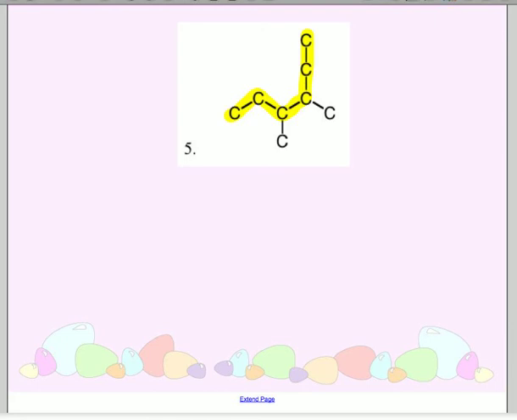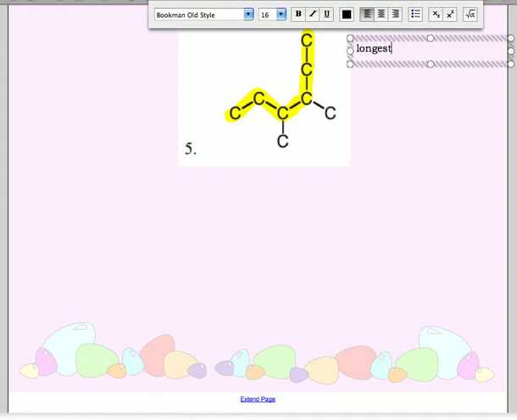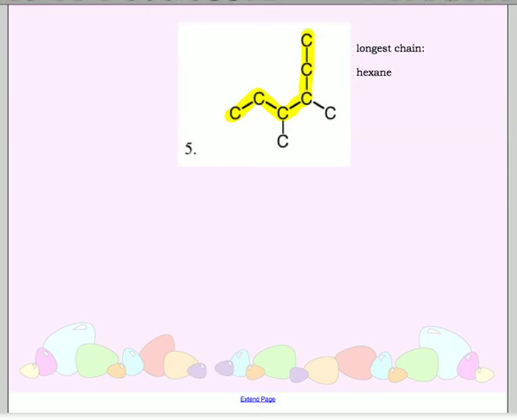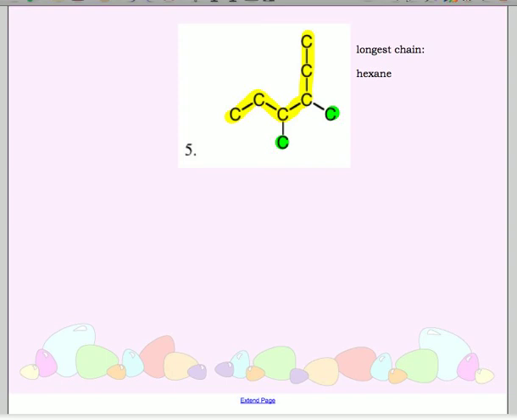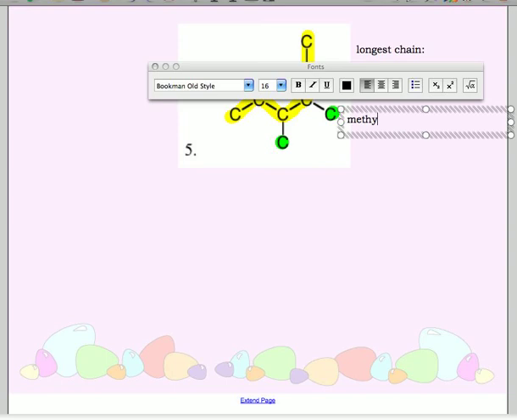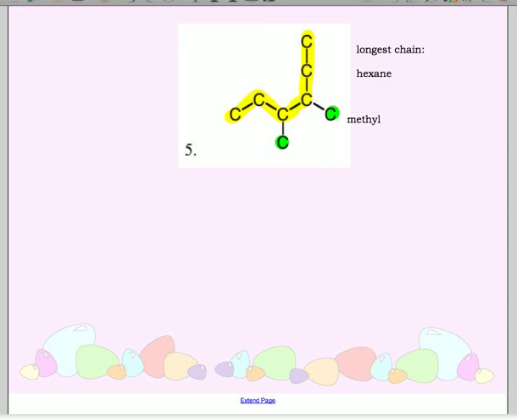So that means our longest chain, if we look up 6, is hexane. We do have 2 little things hanging off, so we want to mark those. And again, they're just 1 carbon, so it's a methyl group. And this is another methyl group.